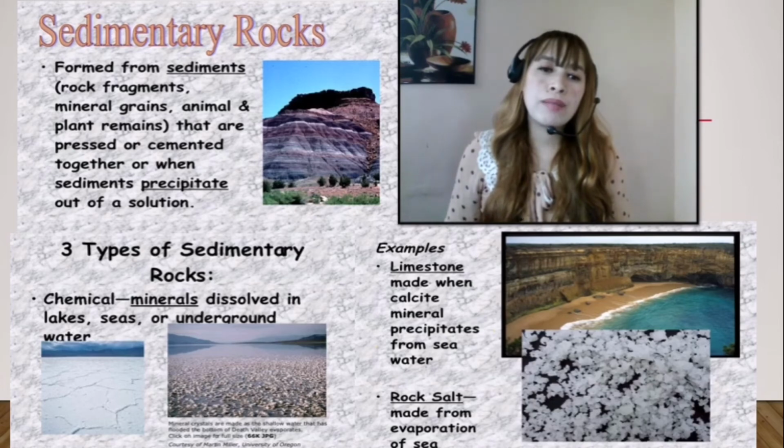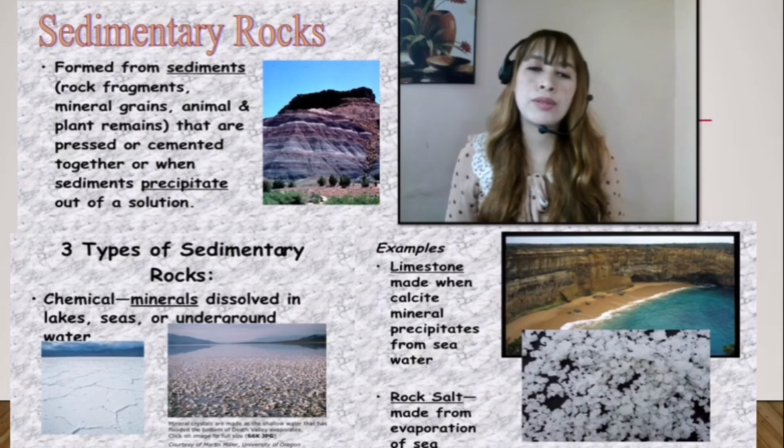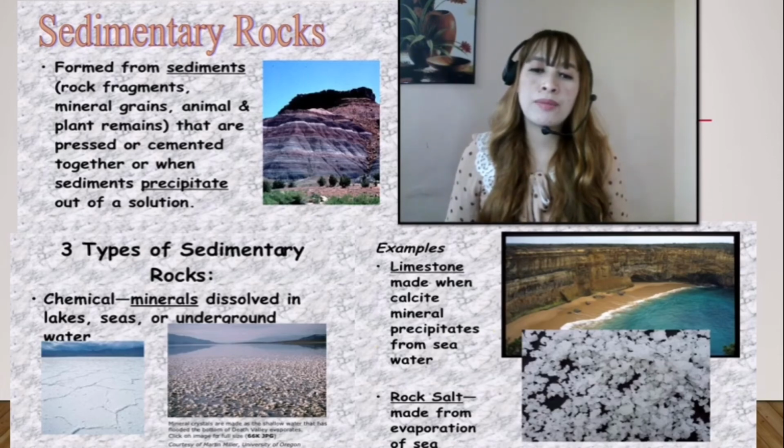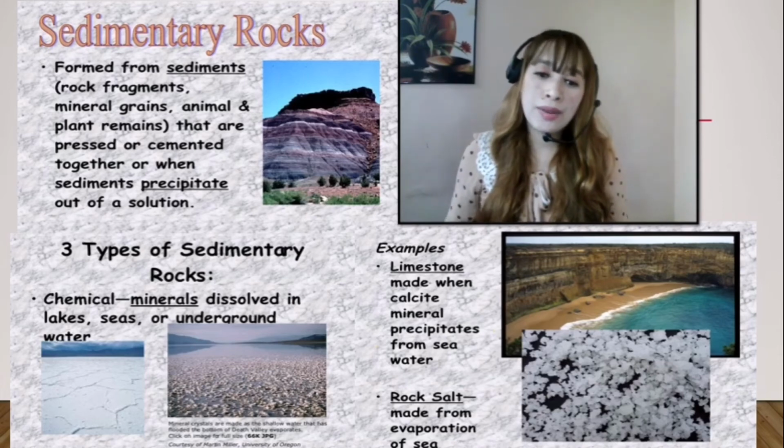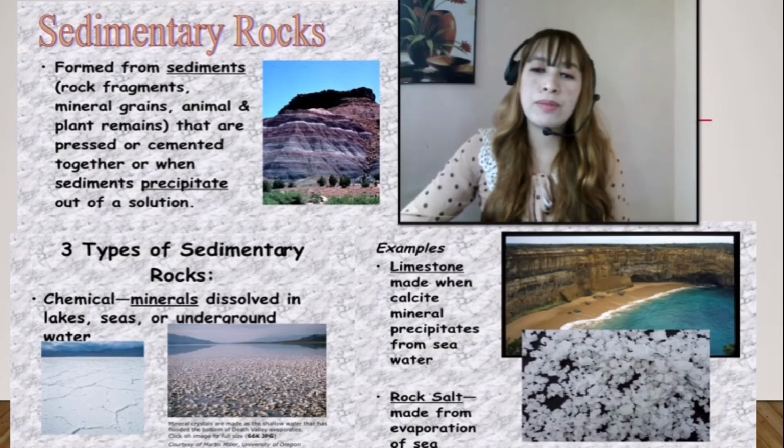There are three types of sedimentary rocks. The first one is chemical sedimentary. Minerals dissolved in lakes, seas, or underground water form chemical sedimentary rocks. The examples are limestone, made when the mineral calcite precipitates from sea water, and another example is rock salt, made from the evaporation of water.